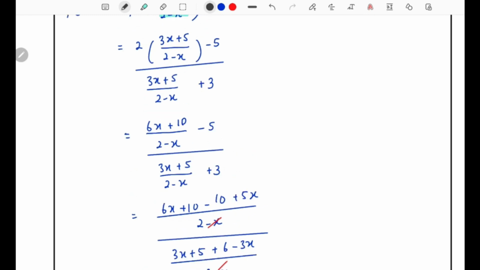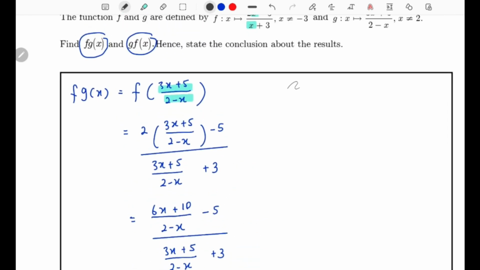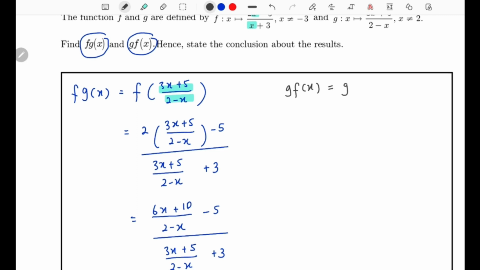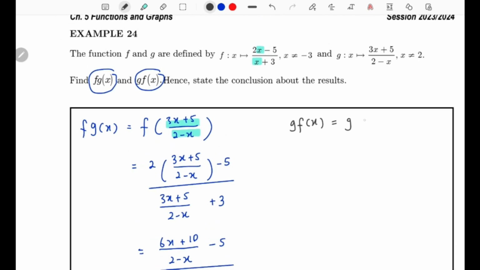And then we do the same thing for g of f(x). But for g of f(x), the inner function is f. So write down the function f, and then substitute f into g, which is into the x.